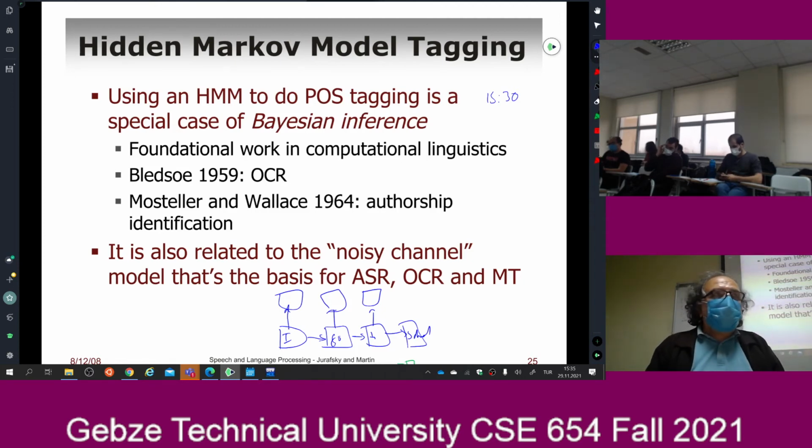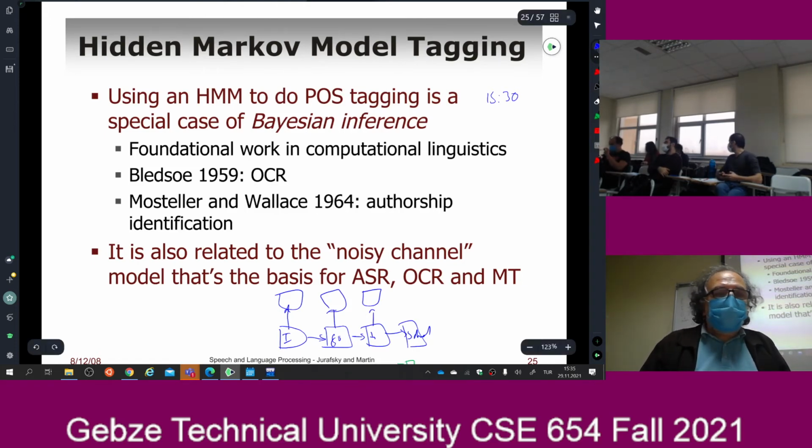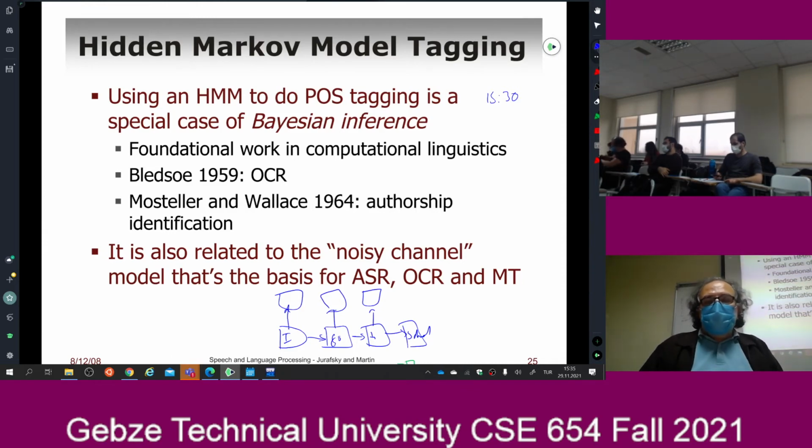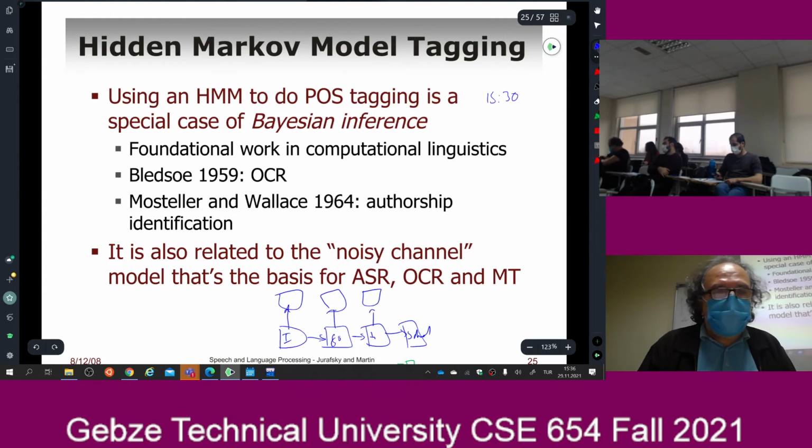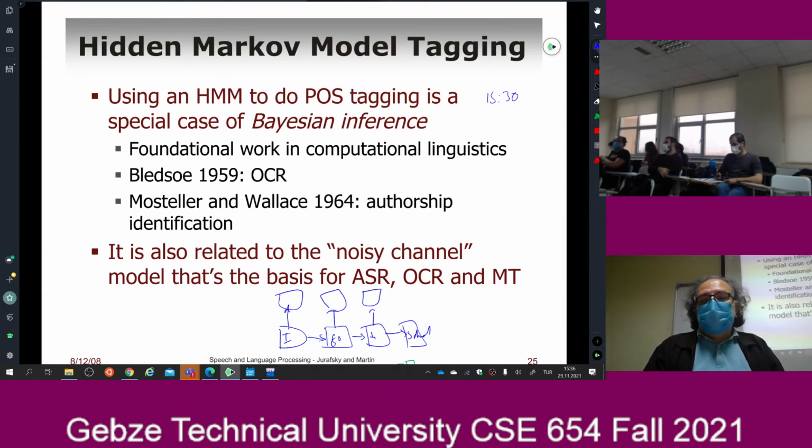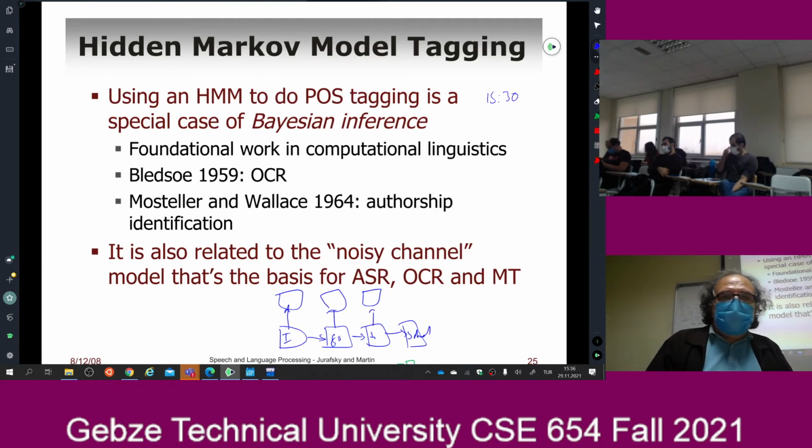Hidden Markov models have been used since the first days of the invention of computers. In 1959, for example, they used it for optical character recognition. In 1964, authorship identification, etc. And it is somehow related to the noisy channel model that we have looked at previously in the previous chapter, and we are going to use the same method for this purpose.